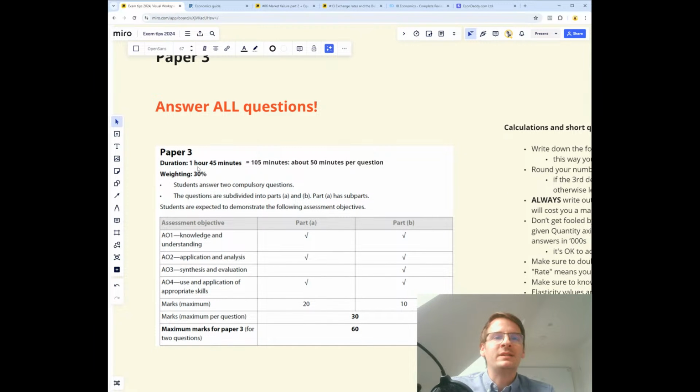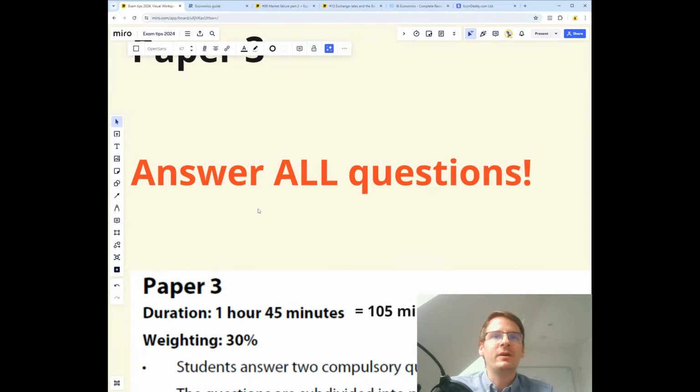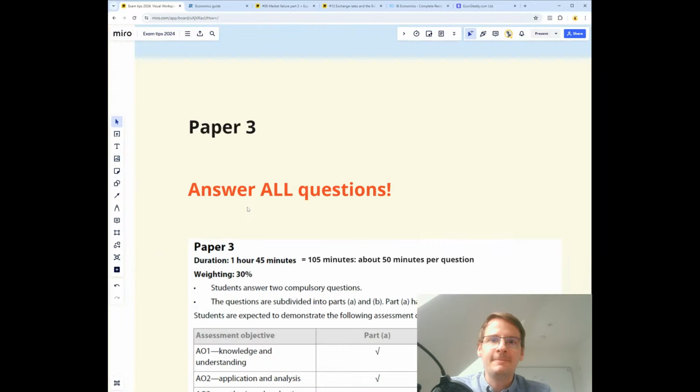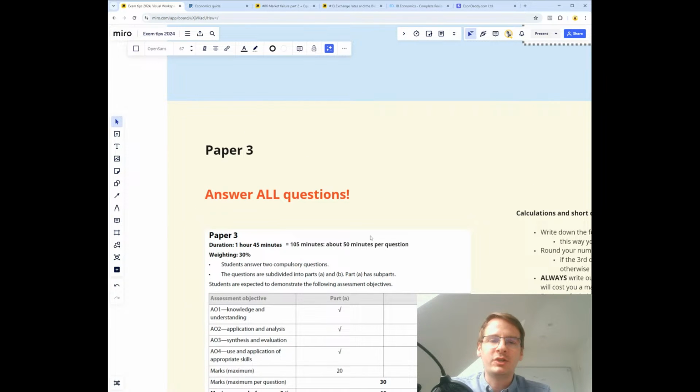Paper 3 is 1 hour 45 minutes, and please answer all questions. Here, you are not allowed to choose between question 1 and question 2. You have to answer both of the questions. The structure of paper 3 is that there are lots of short questions, most usually calculations and short answers, and then a policy recommendation question.